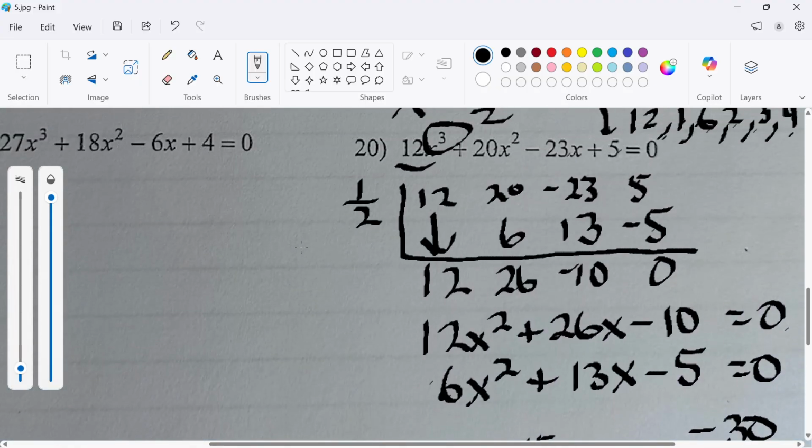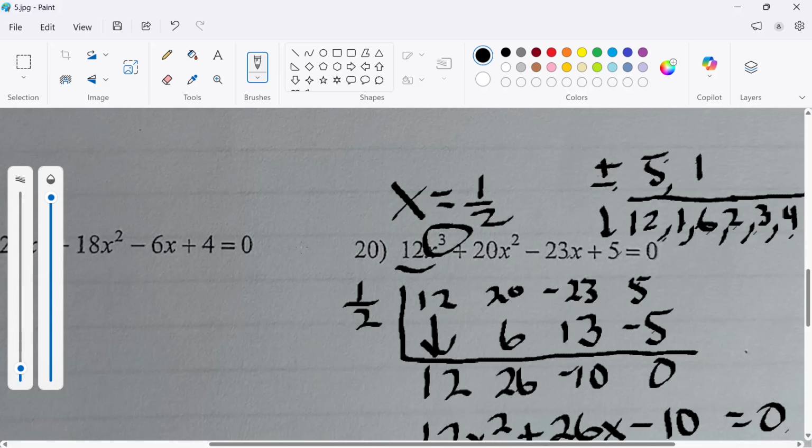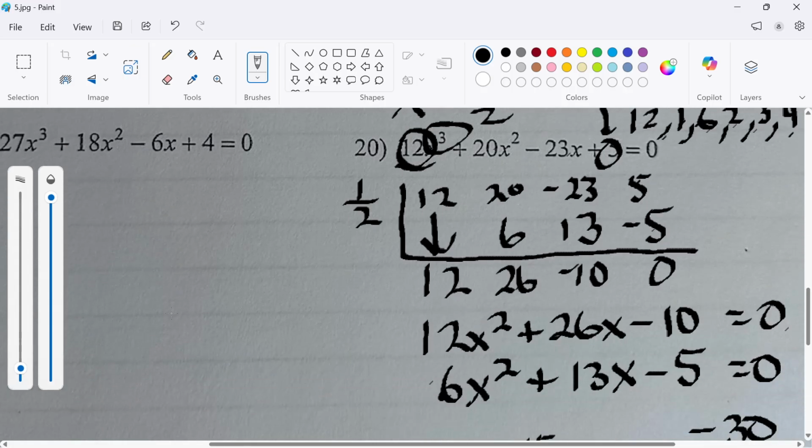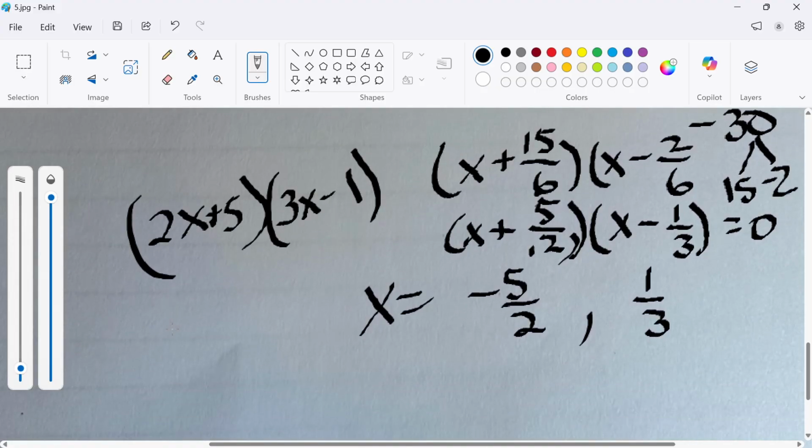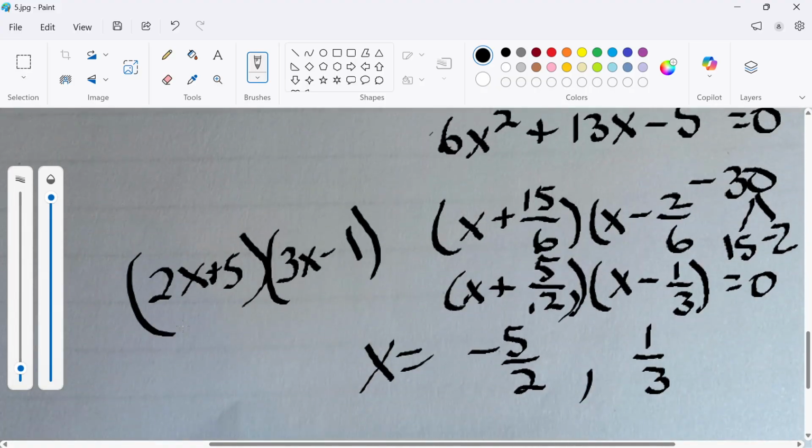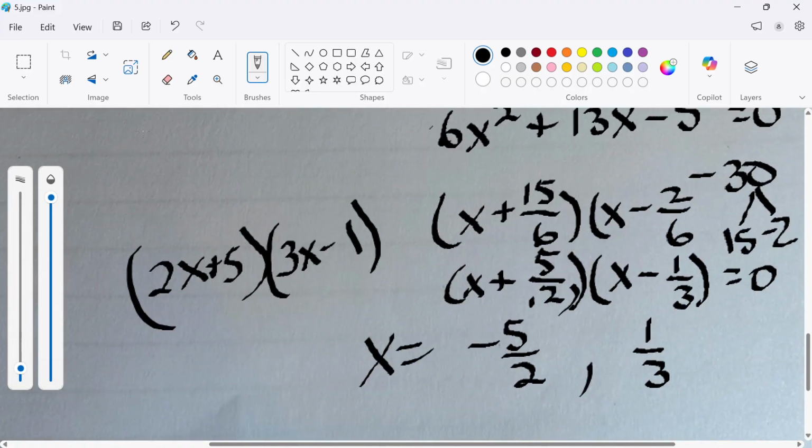But anyway, this one, I used the rational roots theorem: all the factors of the constant divided by all the factors of the leading coefficient, the one on the variable with the highest degree, and plus or minus, and every one of those combinations is a possible root. I just have to check each one, in this case with synthetic division, and I found 1/2, negative 5 halves, 1/3.